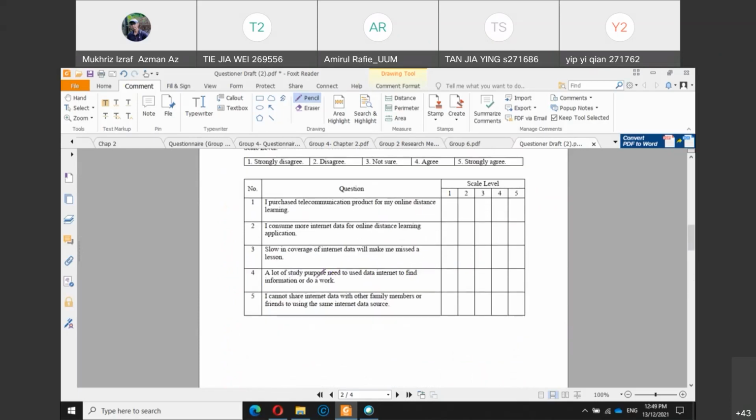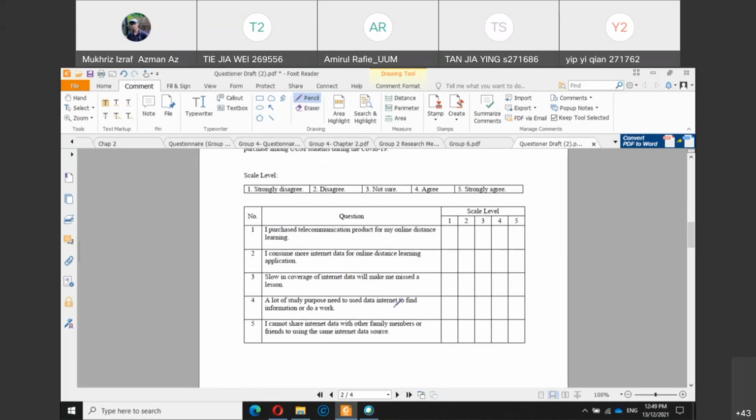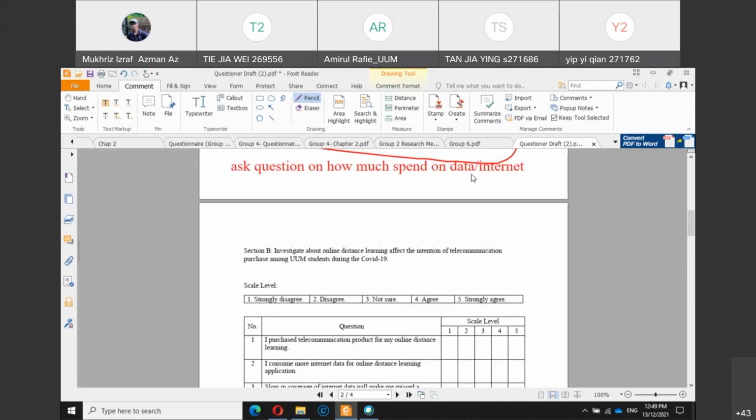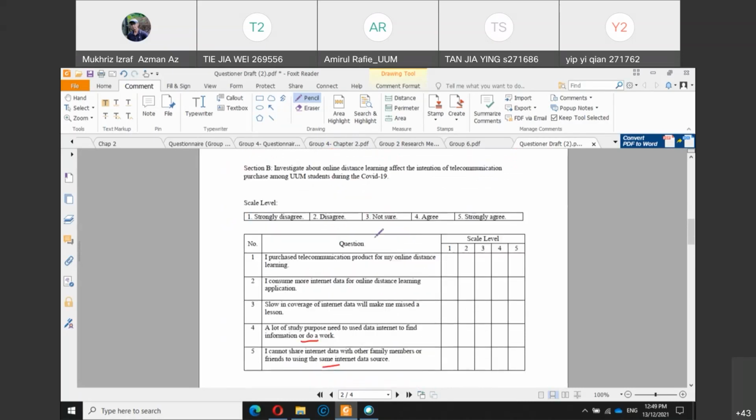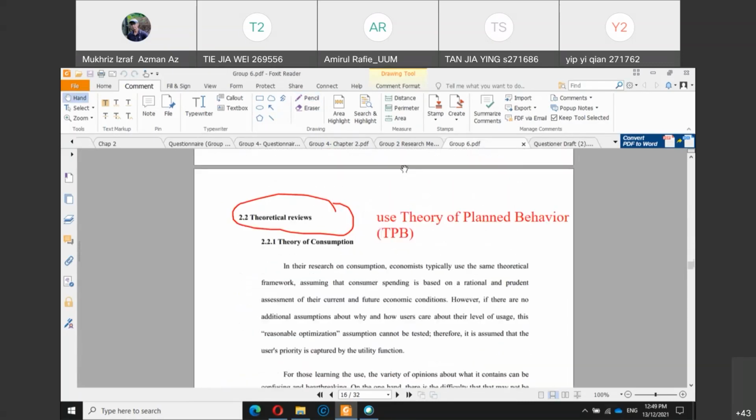Yes, right. A lot of study purposes need data internet to find information or to do work. So these are your own personal experience, right? But what I mean is, none of these questions can you actually go back to the theory, to chapter 2. When you talk about online distance learning, what are the challenges, what are the theories that you discuss here in your chapter number 2.